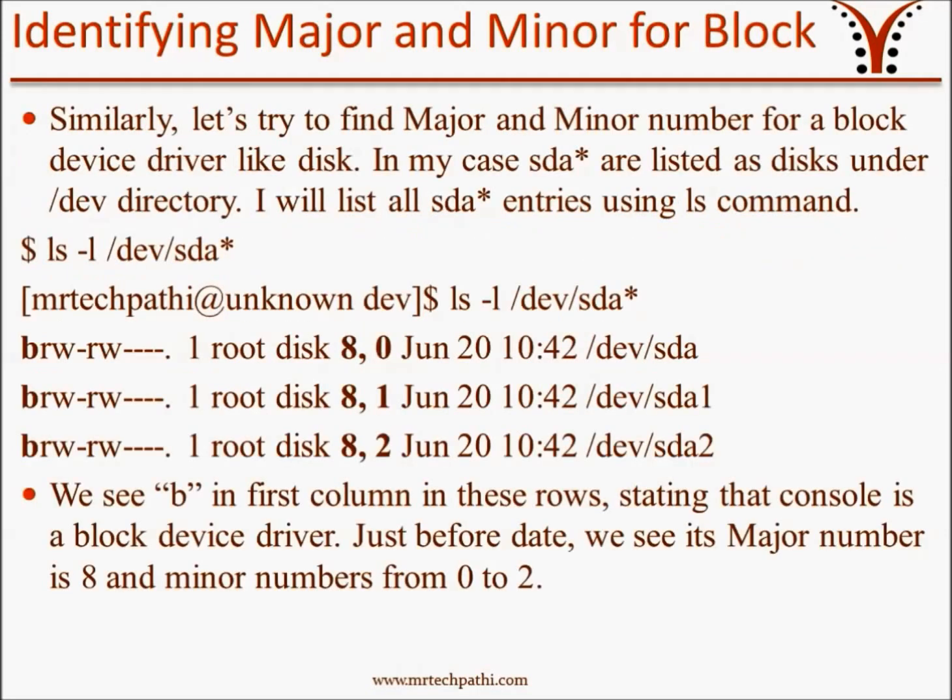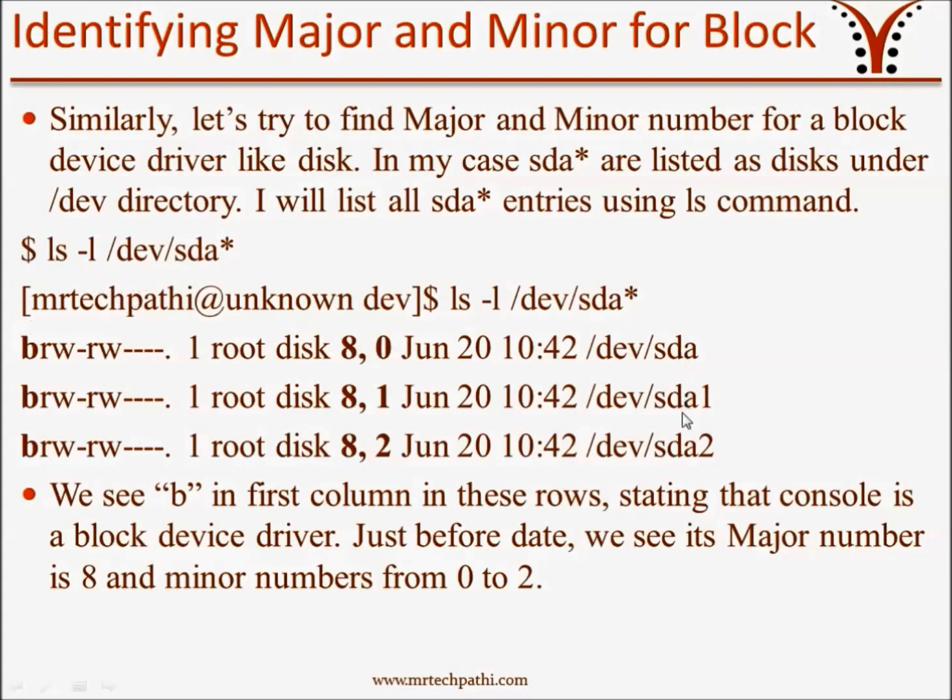Though we are discussing character device drivers and block device drivers are not in scope right now, let's make an exception and see how to identify the major and minor numbers for block device drivers. This will give us more exposure to major and minor numbers. Let's try to find the major and minor numbers for a block device driver like a disk. In my case, disks are listed under /dev as sda entries. I list all my disk entries using the ls command. In a console, I have typed ls -l /dev/sda*.